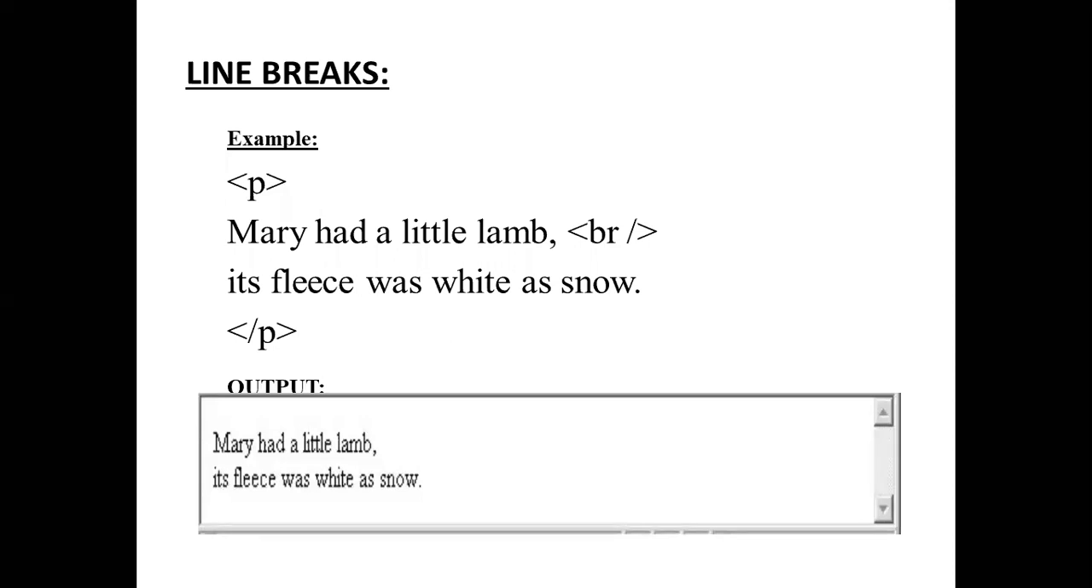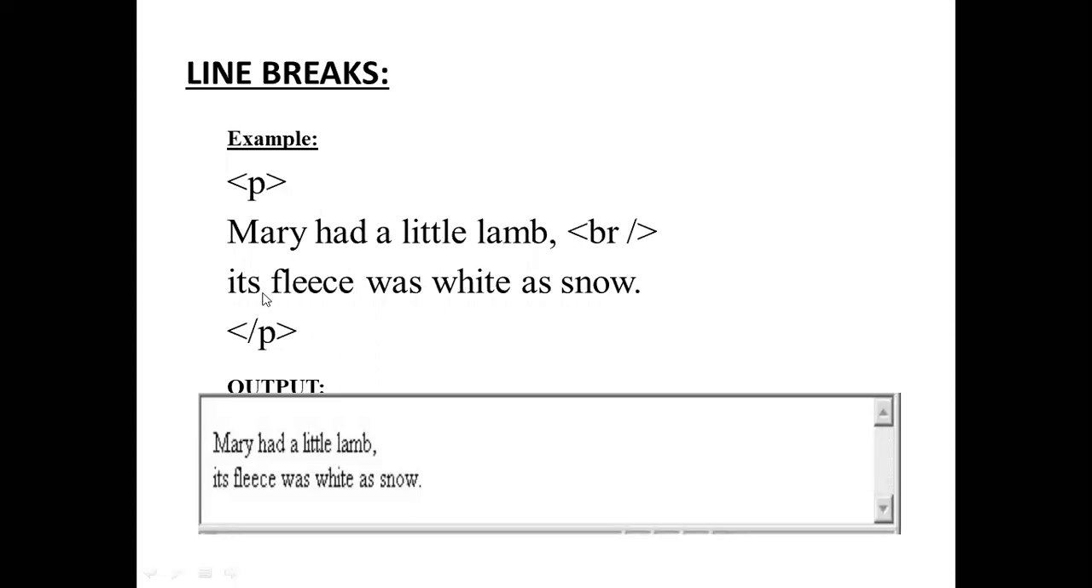Next one, line break. Suppose there is a paragraph like this: Mary had a little lamb and its fleece was white as snow. In this paragraph, we give a break to a particular line using the BR tag. Here the break tag is only one tag. It has no opening tag and no closing tag. It has only one tag, named BR slash.